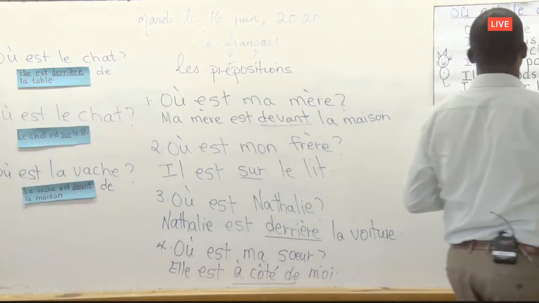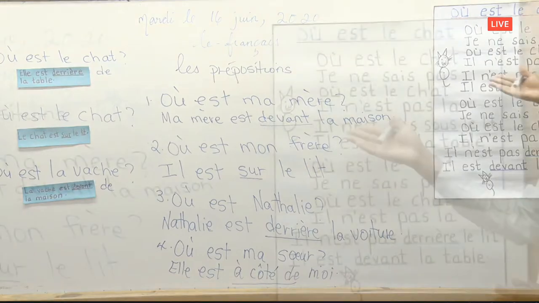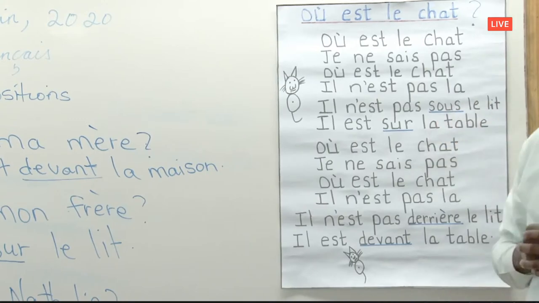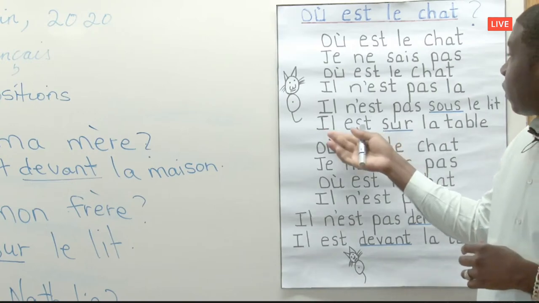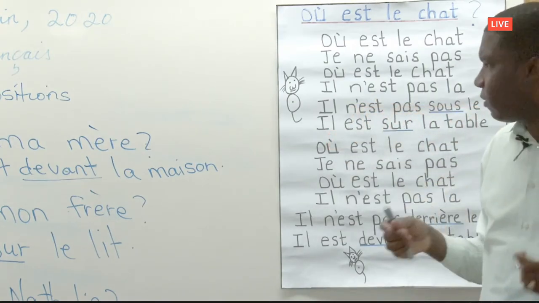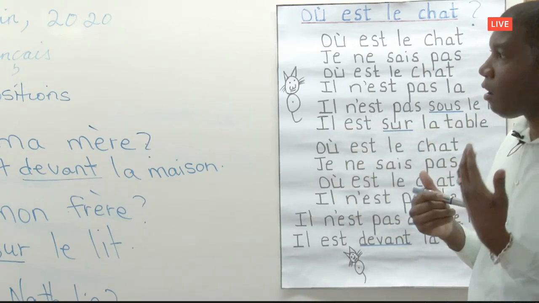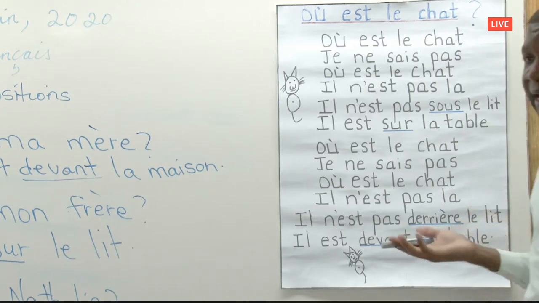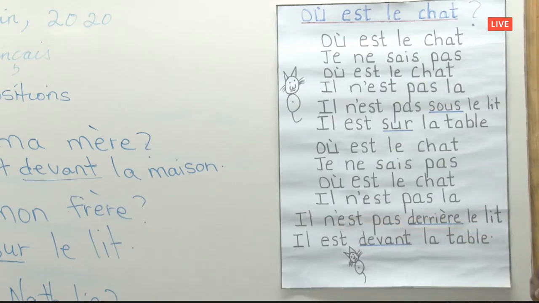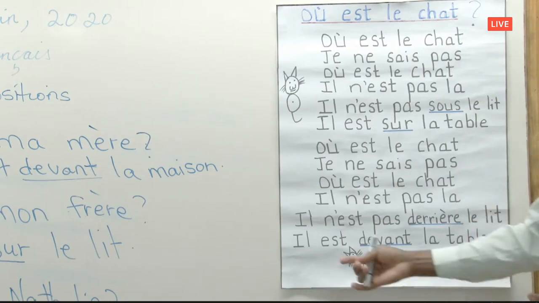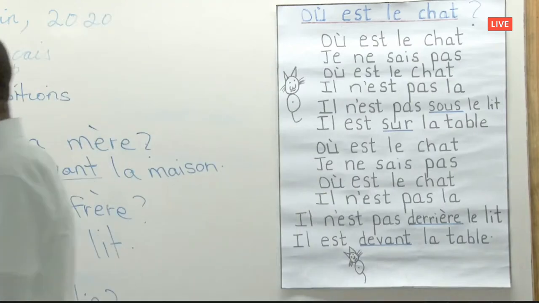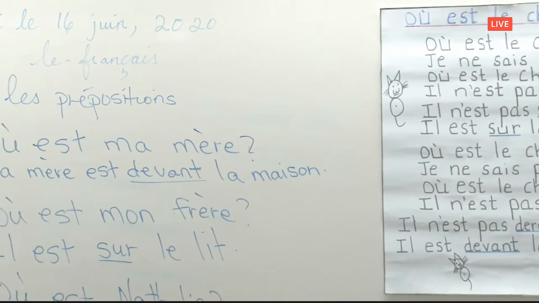All right? So if we go back to our song here, we have, il n'est pas sous le lit. It is not under the bed. Sous, we learned today, means under. Where is the cat? It's not under the bed, but where is the cat? Il est sur la table. It is on the table. Il n'est pas derrière le lit. Where is the cat? Où est le chat? It is not behind the bed. We keep asking the same question over and over again. Où est le chat? Il est devant la table. It is in front of the table. So we have our prepositions here and their use in various sentences.